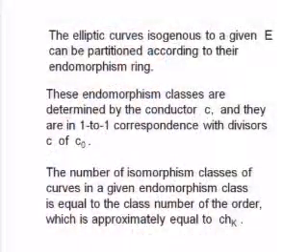So if you take all elliptic curves that are isogenous to a given elliptic curve, they can be partitioned according to their endomorphism ring. Namely, the endomorphism rings are determined by the conductor c, which are in one-to-one correspondence with the divisors of that factor that's being squared in the discriminant. So these are basically all of the facts that we need, and I went through them quickly because it's part of the basic theory of complex multiplication and endomorphisms, and it would take a lot of time to go into any more detail on where all this comes from.